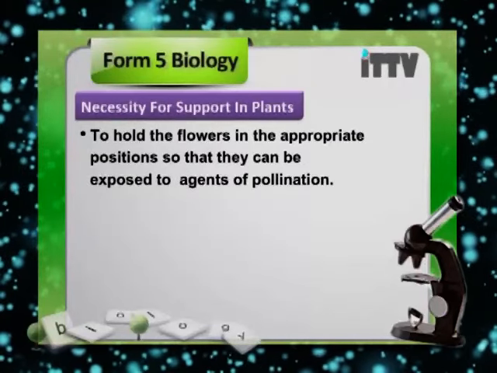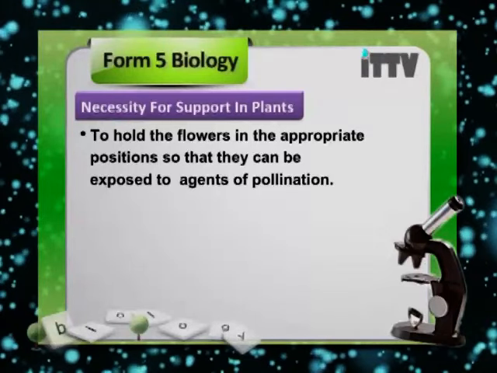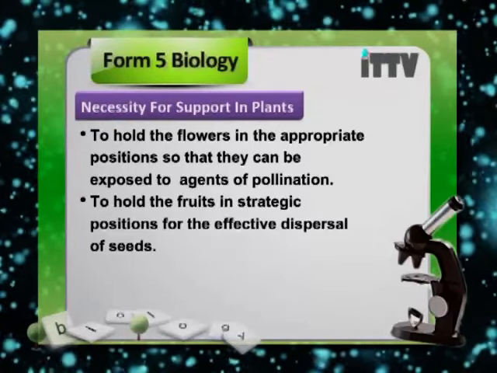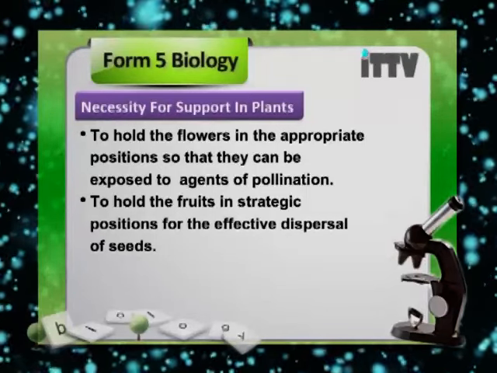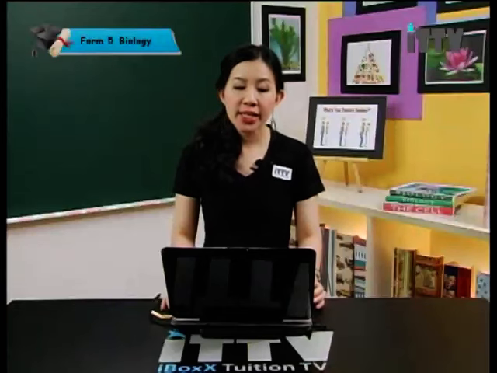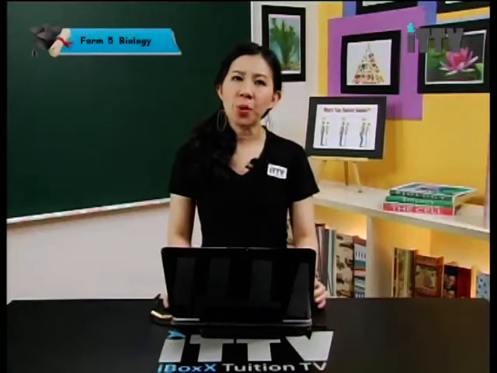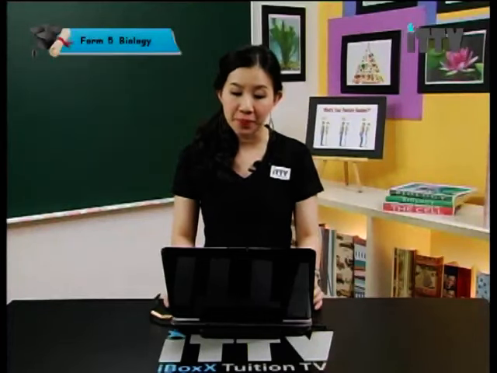Fourthly, to hold the flowers in appropriate positions so that they can be exposed to agents of pollination. And fifthly, to hold the fruits in strategic positions for the effective dispersal of seeds. So these are the many reasons why it's important for plants to have such a strong and steady support system.